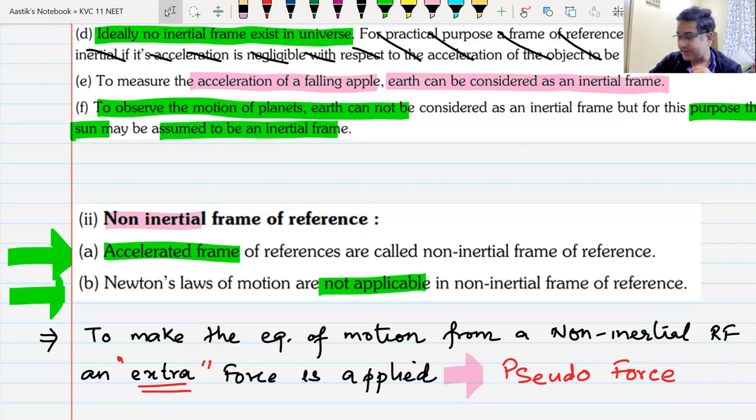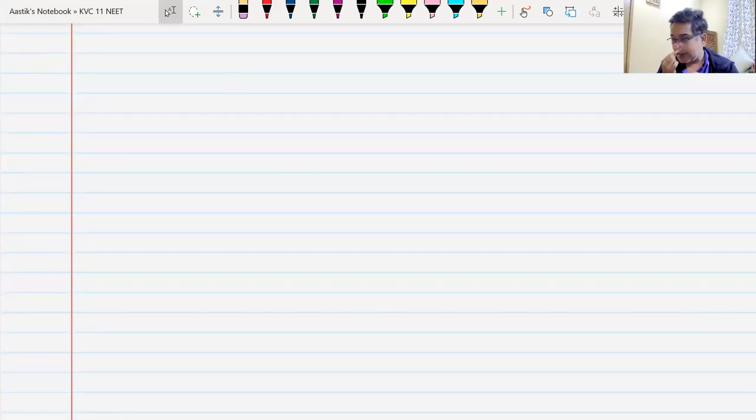Have you gone through the previous class, everyone? Yes or no? Yes, sir. Okay, now tell me, what are non-inertial reference frames? Accelerated frames of reference are called non-inertial frames of reference. Okay, and in non-inertial reference frame, are Newton laws valid? No answer. 5 more minutes to study.